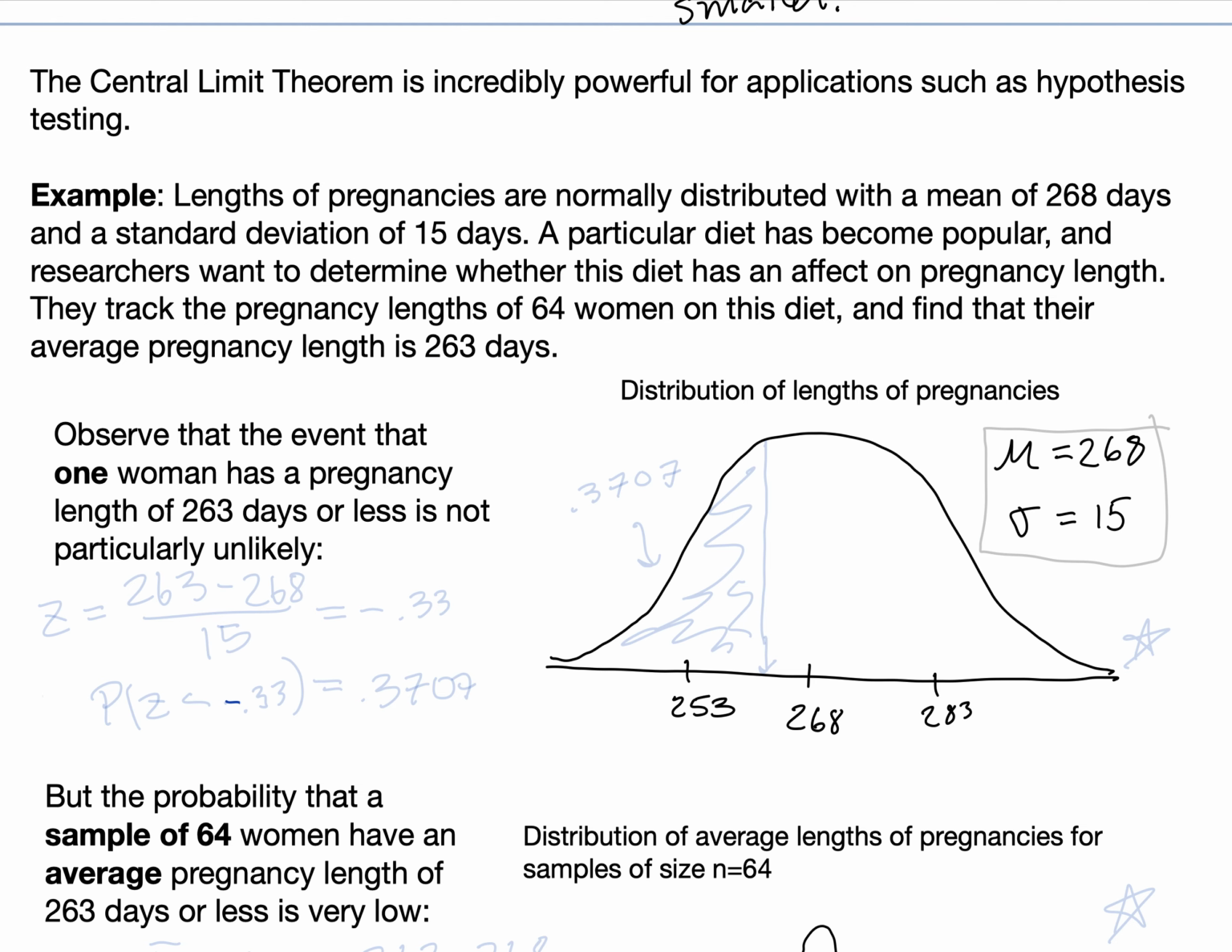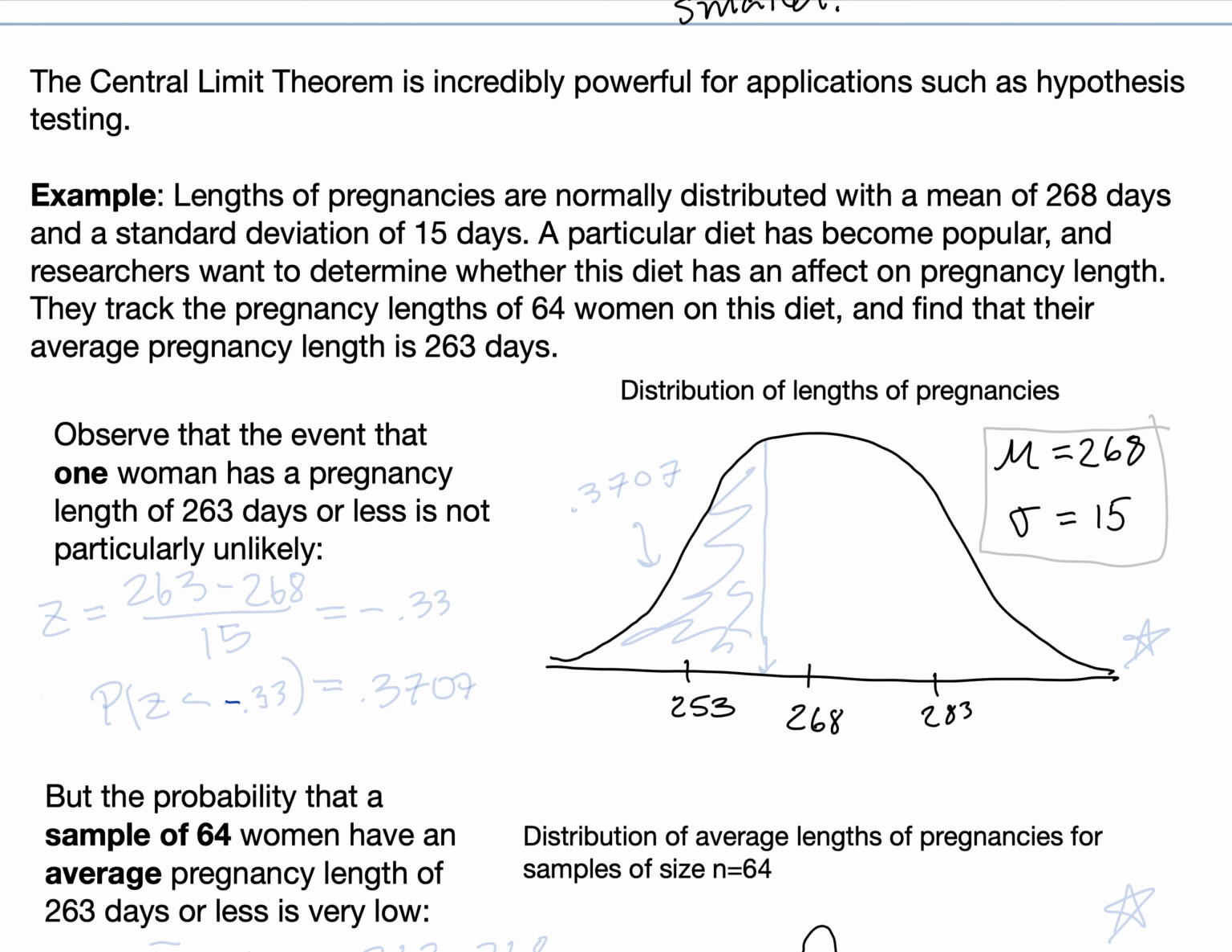So, for example, let's say the length of pregnancies are normally distributed for humans with a mean of 268 days and a standard deviation of 15 days. Suppose a particular diet has become popular, and researchers want to know if this has any effect on the length of pregnancies. So they track the pregnancy lengths of 64 women on the diet and find that the average pregnancy length for these 64 women is 263 days.